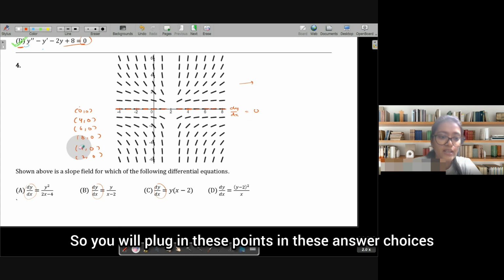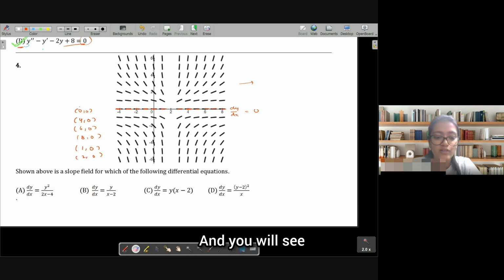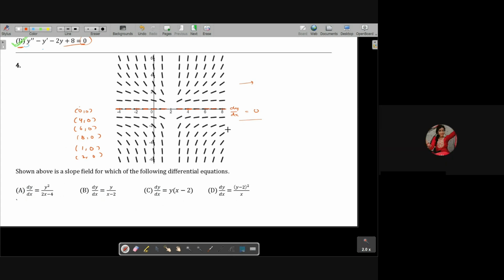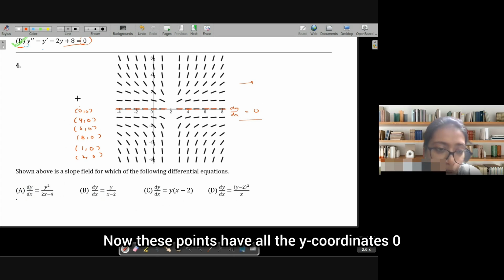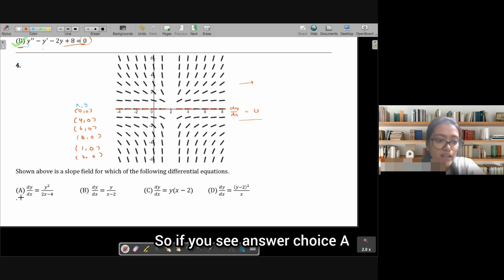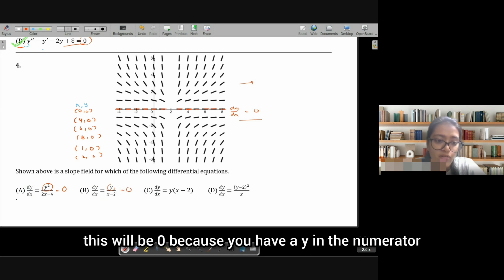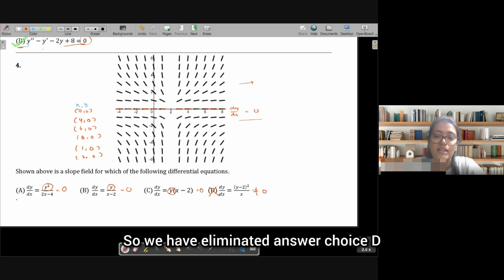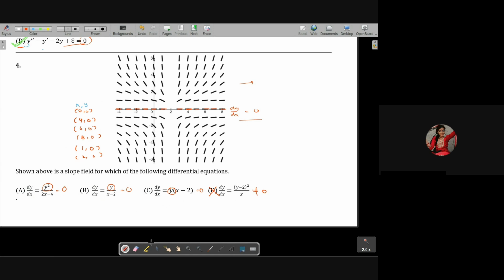So you will plug in these points in these answer choices, and you will see where dy by dx is equal to 0. Now these points all have y coordinates 0, and the x coordinate can be anything. If you see answer choice A, in the numerator you have y. Since y is 0, this will become 0, doesn't matter what x is. This will be 0 because you have a y in the numerator. This will also become 0, but this one will not be 0. So we have eliminated answer choice D.